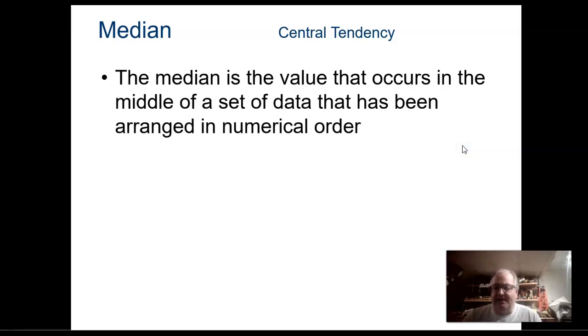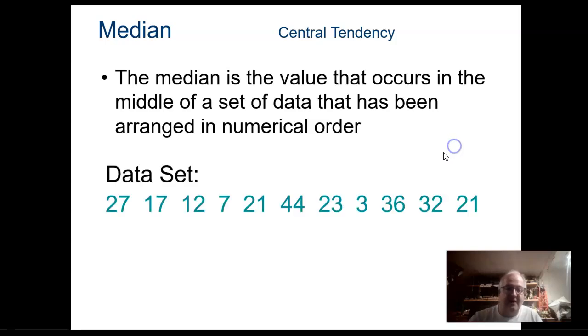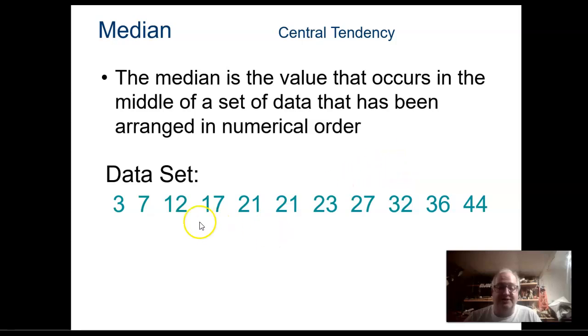Now, the median, again, is the value that occurs exactly in the smack dab center of the data set once we have arranged it in numerical order. So if we take a look here, here's our data set. We've got data coming in from all over, arranged in all sorts of odd ways. So the first thing we need to do to determine the median of a data set is to rearrange it in order from lowest to highest. So here we've got this taken care of.